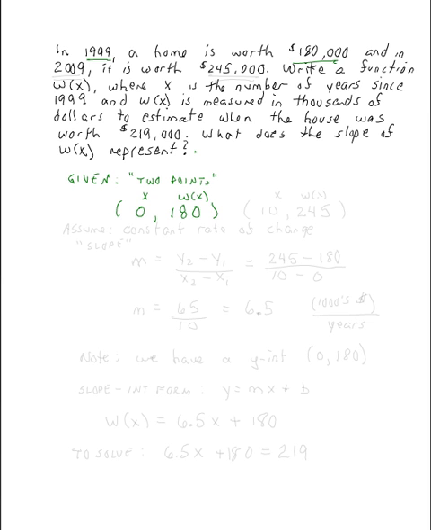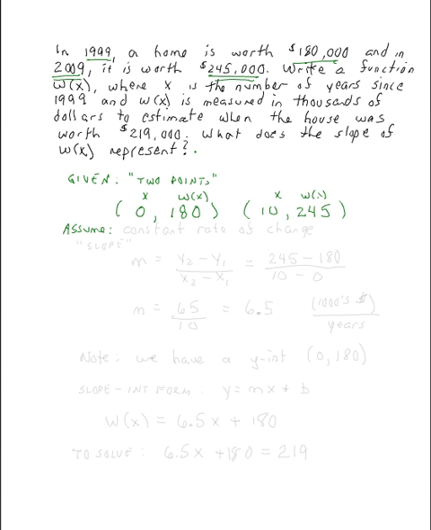Now we can get our second data point, because in the year 2009, the same home is worth $245,000. A little bit of work to do. In the year 2009, x has a specific value. 10 years have passed since the year 1999. And for the value of the house measured in thousands of dollars, our value for w of x would be 245, since the house is worth $245,000.